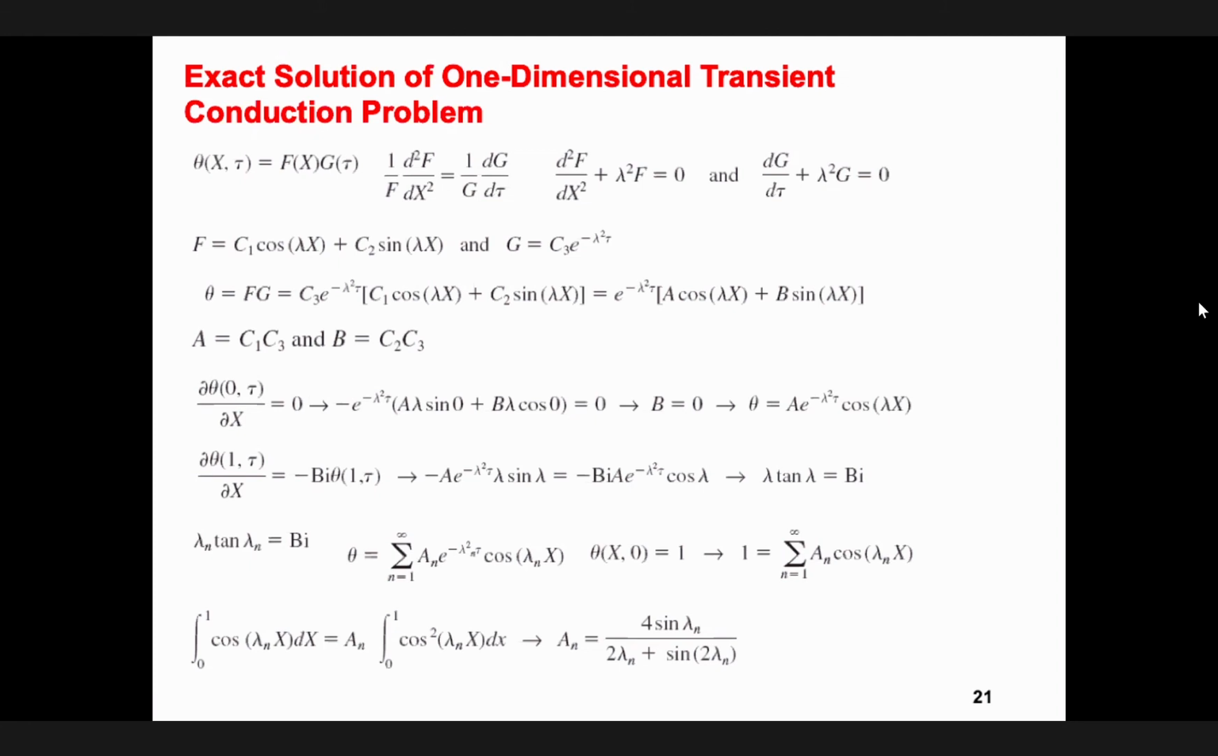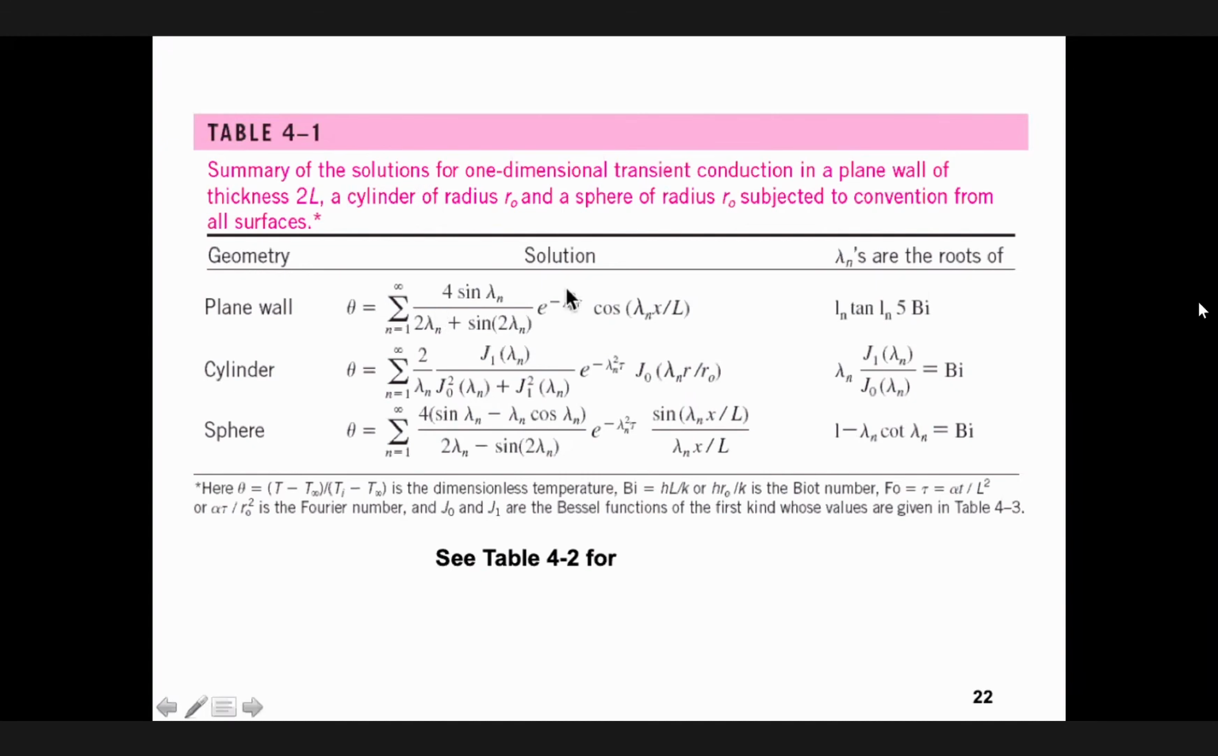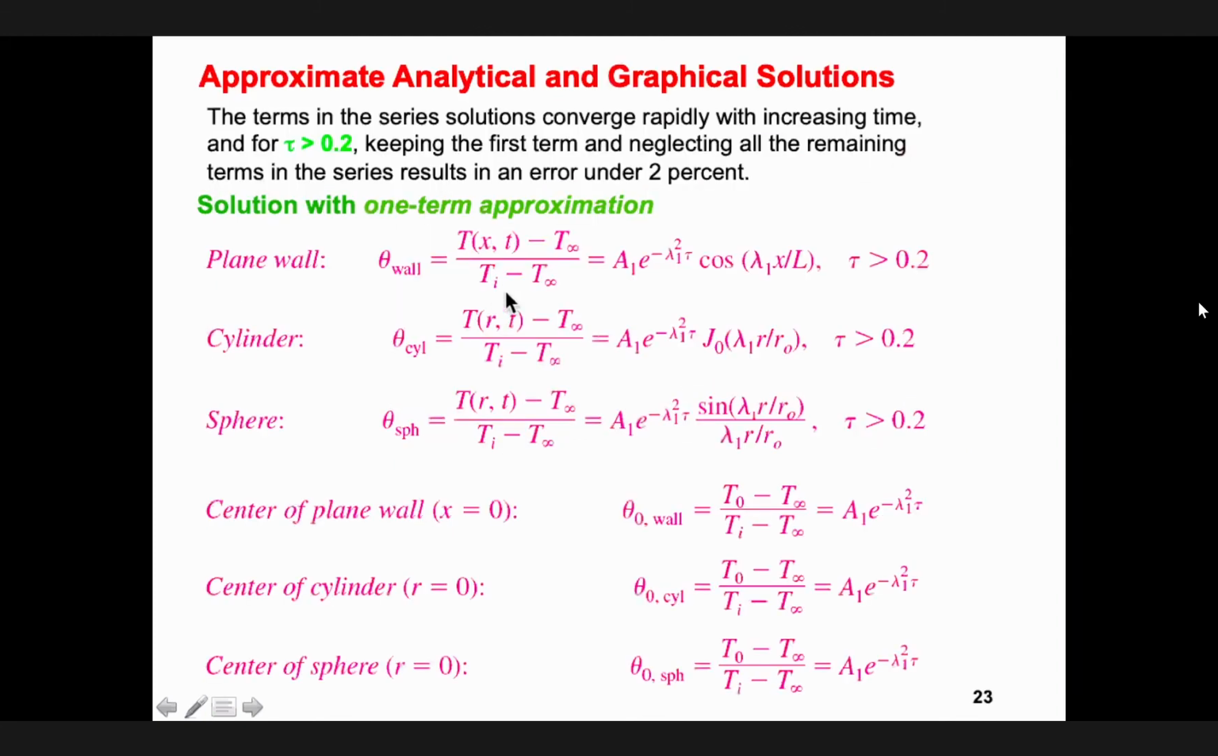Okay, and then I mentioned this is a general solution. You can find this general solution. For example, this is for the case of the wall. You can see the sum from n equals 1 to infinity. Therefore, you have to solve and find the eigenvalues, lambda 1, lambda 2, lambda 3, lambda 4. This is not practical. Therefore, if we assume the Fourier number is more than 0.2, that equation can be simplified. We only take one term, the first term, not the second term.